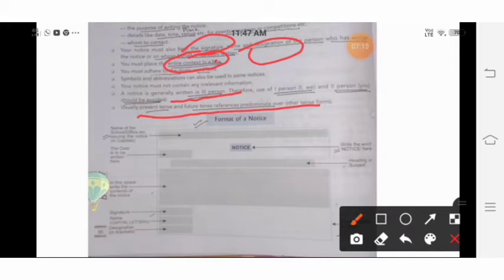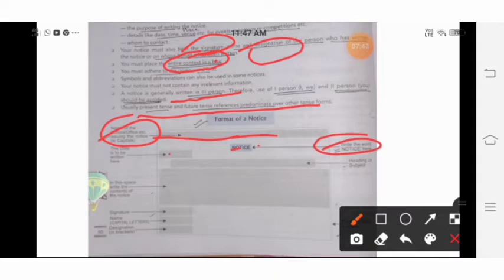Now, this is the format of your notice. Just see how you have to write. First thing, you will write the name of the school or the office which is issuing the notice. This over here. Then you simply mention it here. Then write the word notice over here, right? This word should be written just below it. After that, write down the date over here.